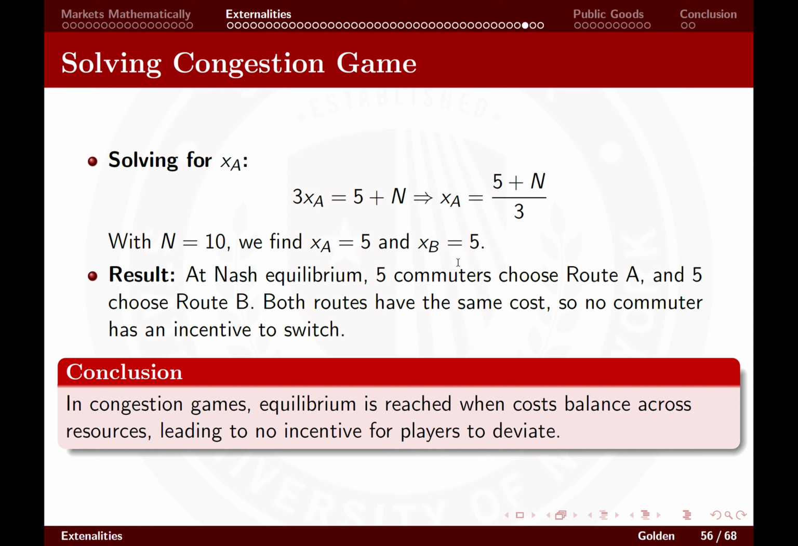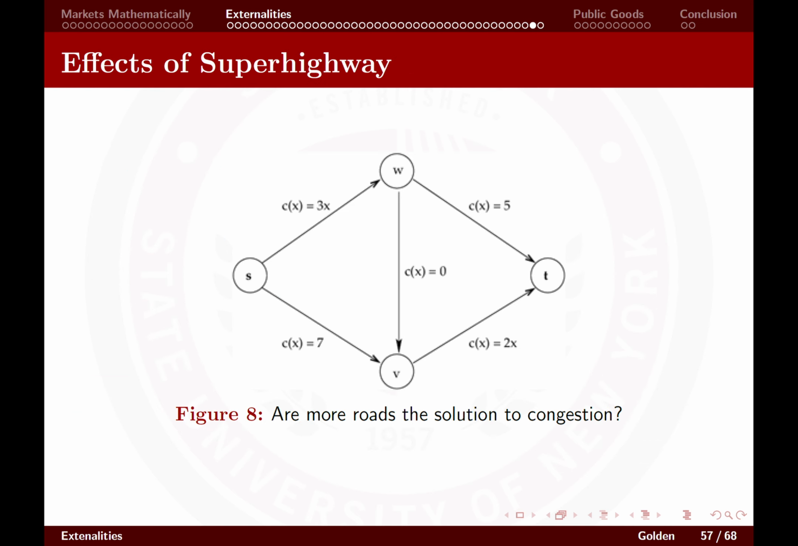You could also have used 0.5 and 0.5. As a Nash equilibrium, 5 commuters choose route A and 5 commuters choose route B. Both routes have the same cost, so no commuter has an incentive to switch. So you want to balance across resources, leading to no incentive to deviate.